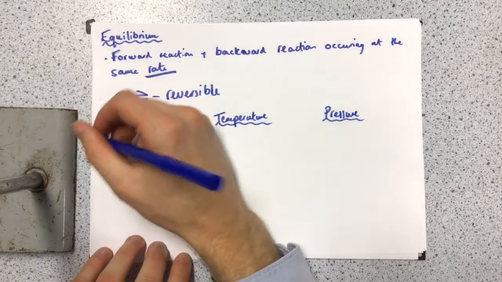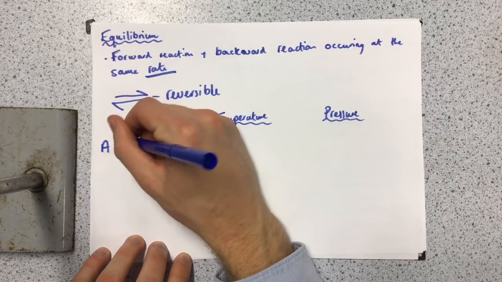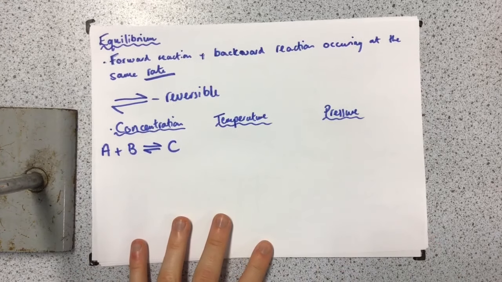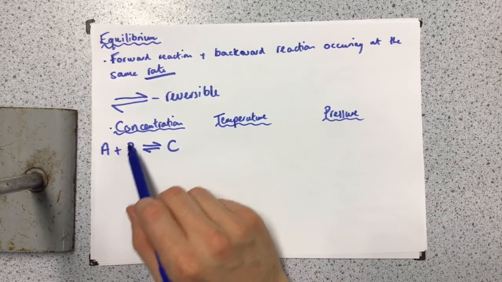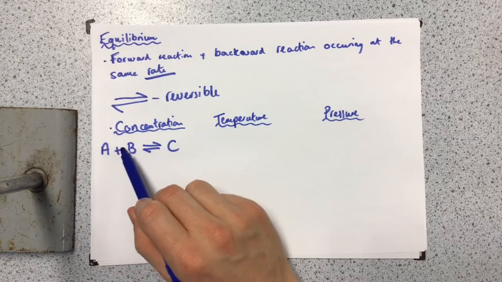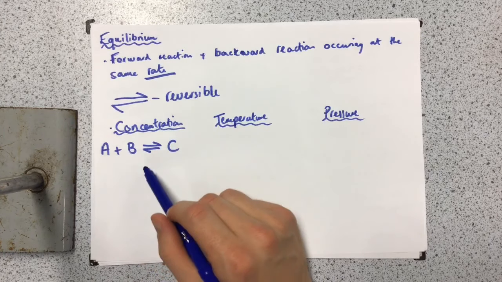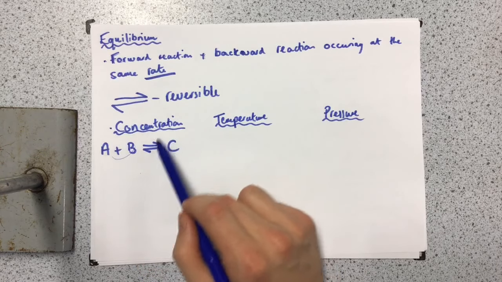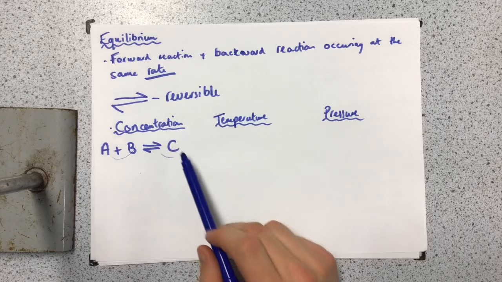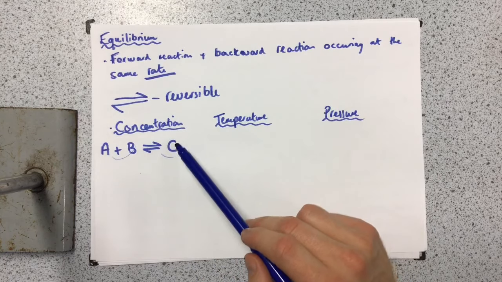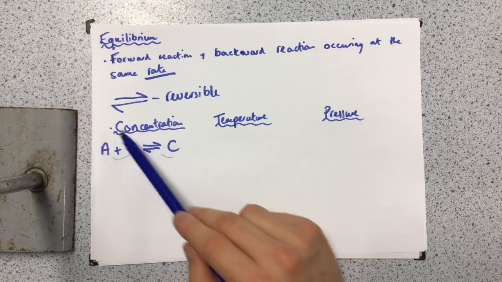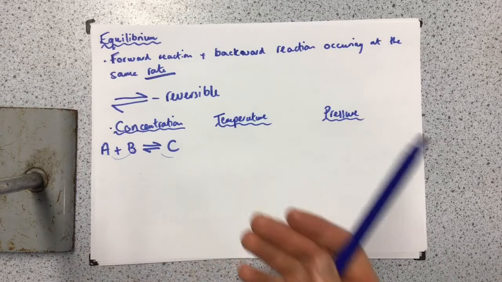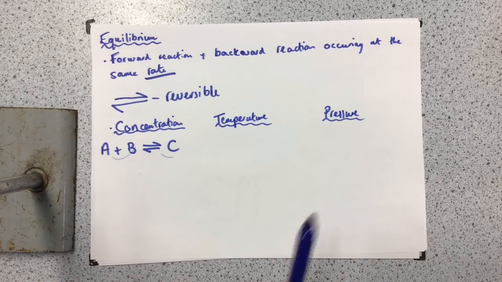So for concentration, I'm just going to do an example reaction. So you've got A plus B equals C. Now if I increase the concentration of A and B, so they're my reactants, then I will produce more of C. If I increase the concentration of C, I end up with more of A and B being produced. So that's quite easy, I would say, concentration, because it's dependent on which one you've got an increase in concentration.